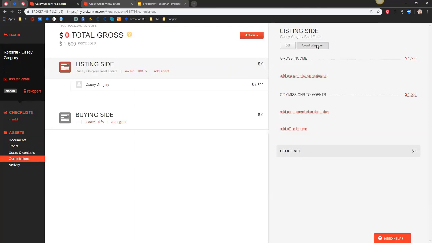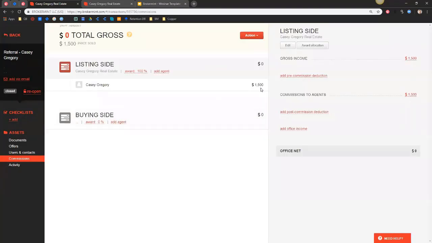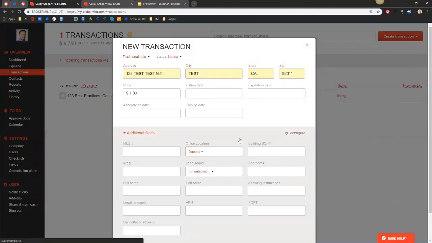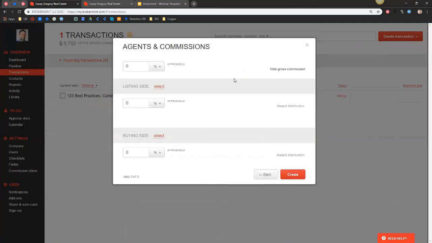We can always adjust award allocation for that transaction. So Casey, just a moment ago, why zero gross? Also, total gross, this is a metric that we were covering talking about sliding scales. So when we're initially creating a transaction, that total gross is always going to reflect what we put in this box here when creating a transaction, total gross commission.